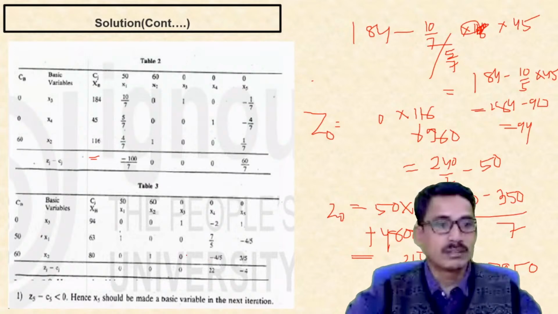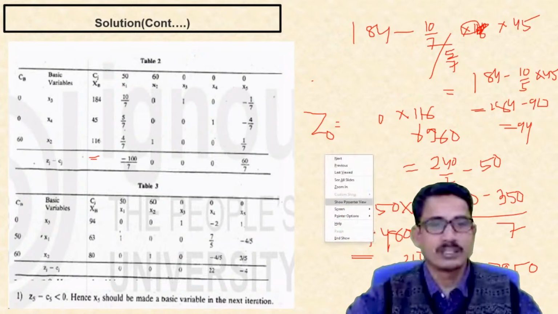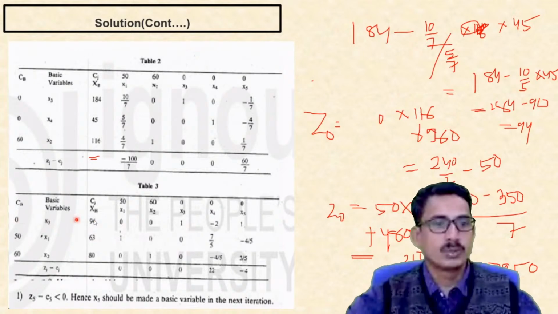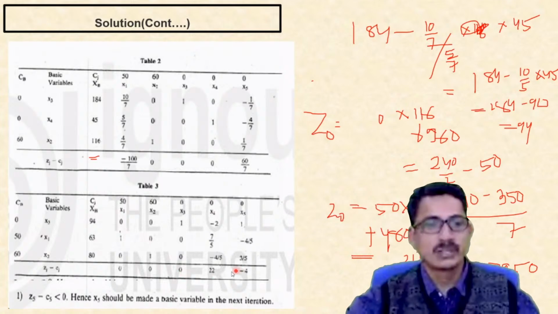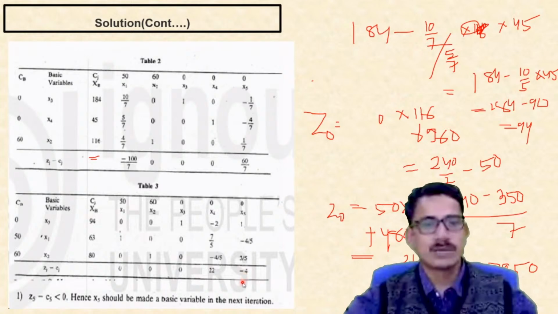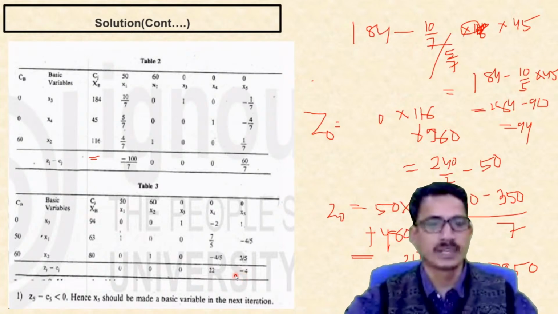Again, you have to follow the same way. Z1 is 0 into 0, 0, 50 into 1, sorry, 50, 60 into 0, 0. The 50 minus 50 is 0. So this is Z2 minus C2, 0, Z3 minus C3. Now this value is coming positive, Z4 minus C4. Now Z5 minus C5, again you got negative. One negative value is coming again.